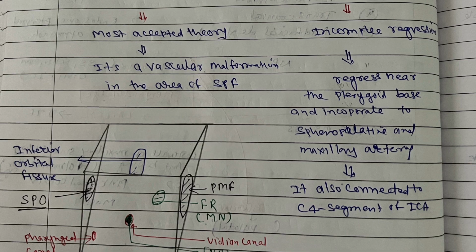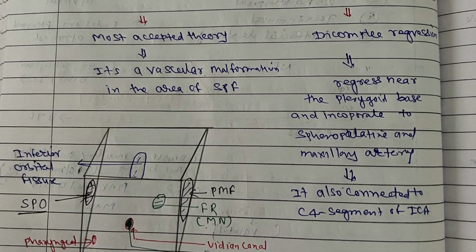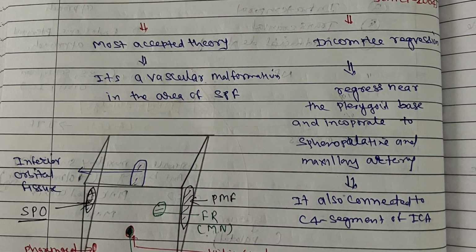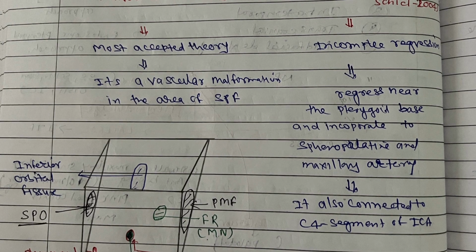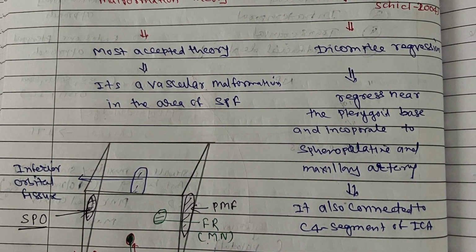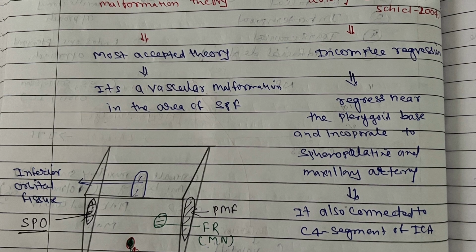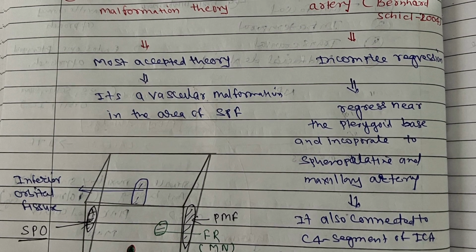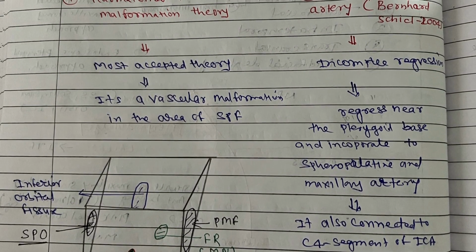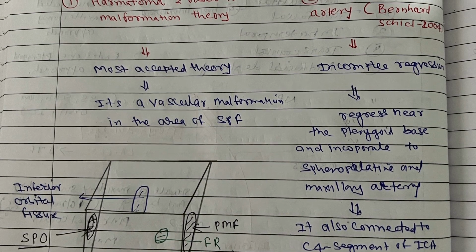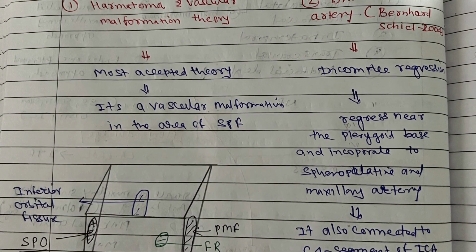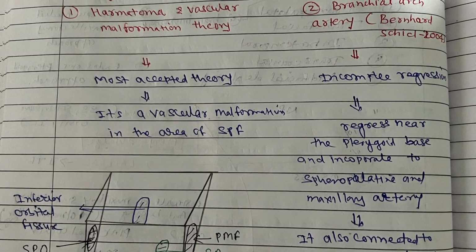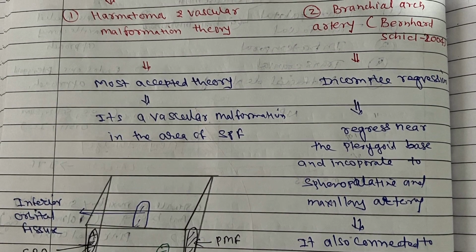For the origin of angiofibroma, there are two theories. First is the hamartoma or vascular malformation theory, which is the most accepted theory. It is a vascular malformation in the area of the sphenopalatine foramen. Another theory is the branchial arch artery theory, in which there is incomplete regression near the pterygoid base, in the area of the sphenopalatine maxillary artery, which ultimately connects to the C4 segment of the intracranial artery. So this artery's incomplete regression leads to vascular formation of this angiofibroma.